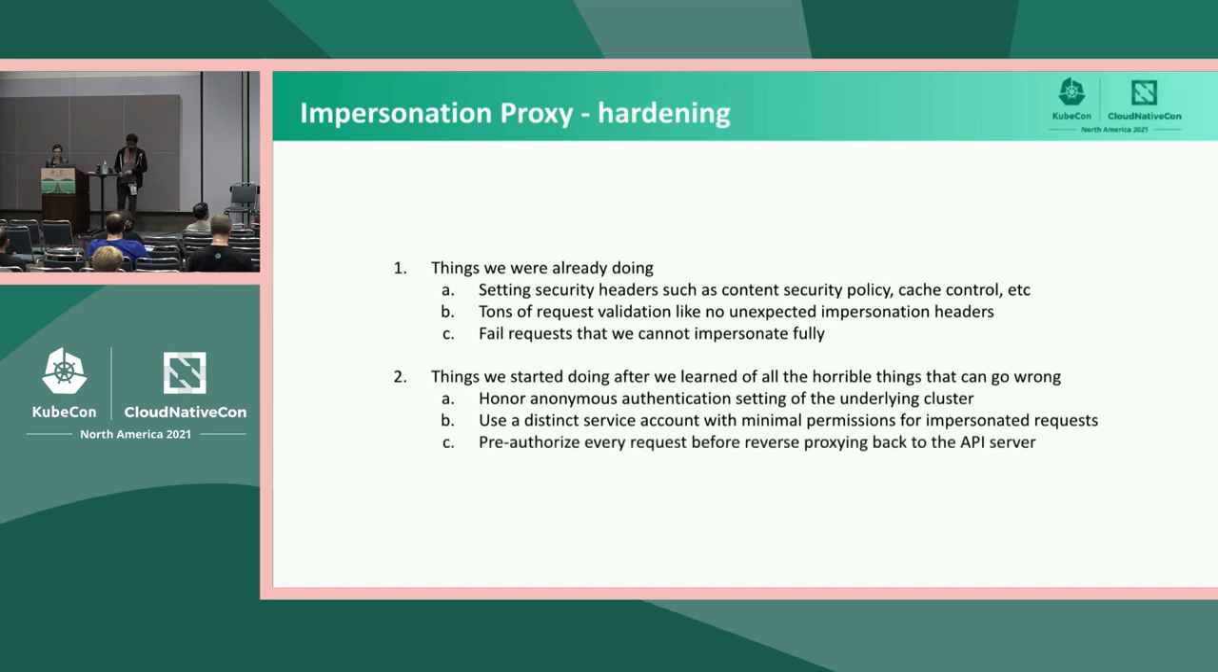Probably the most critical thing we do is we no longer rely on the API server to perform authorization checks for us. We pre-authorize every request using the subject access review API just to make sure that you're at least authorized to do the thing. We fully rely on the API server to perform all the admission checks that we needed to do, but on read requests and stuff, if we don't think you can make the request, we're not gonna reverse proxy at all.